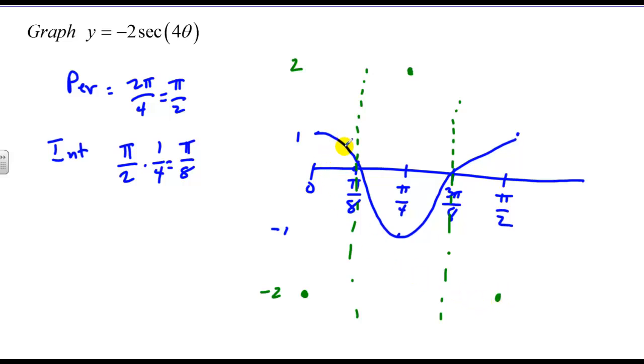Once again, I'm taking the reciprocal of these halves here and multiplying those by a negative 2, which puts me somewhere down here and up here and then again down here. And that's one period of that secant graph.